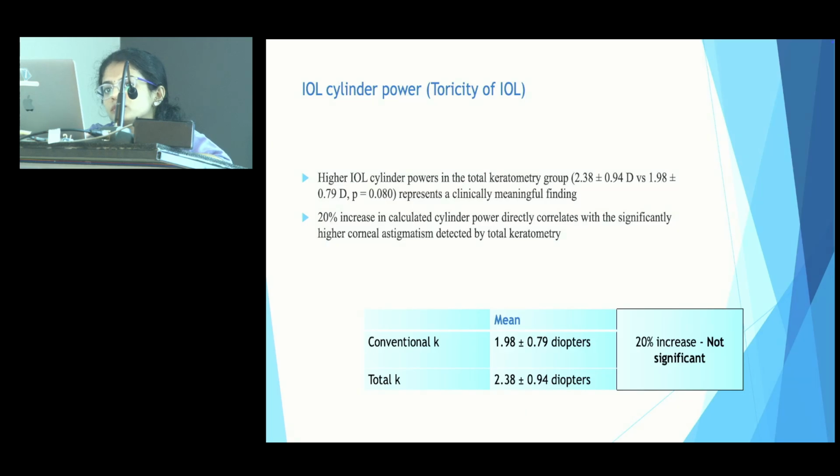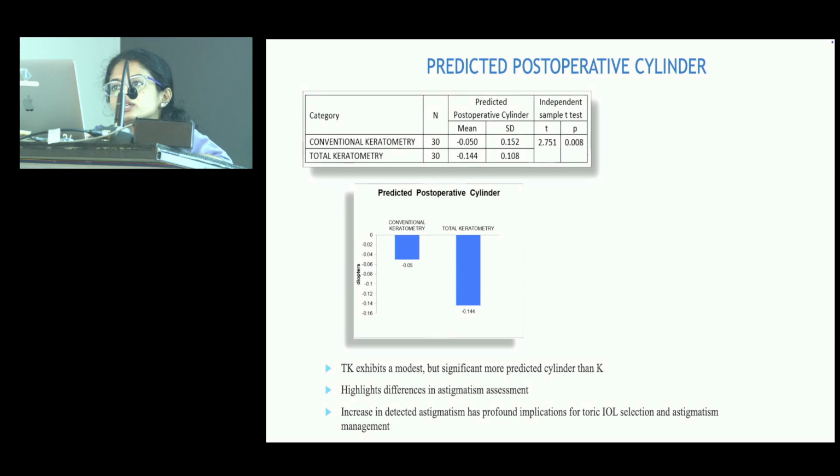Coming to measurement of total toricity of an IOL, that is IOL cylinder power, we can see a higher IOL cylinder power in the total keratometry group compared to the conventional keratometry group. We can see a 20% increase in the calculated cylinder power, but it was not significant. If we look at the predicted postoperative cylinder, it was minus 0.05 in the conventional keratometry group and minus 0.1 in the total keratometry group, which was significant.